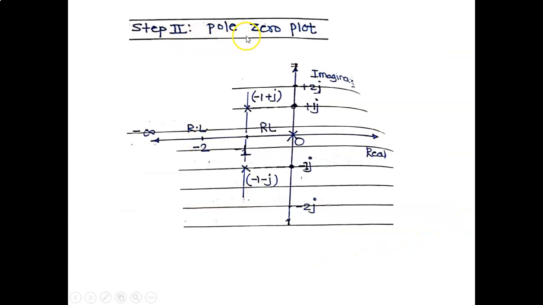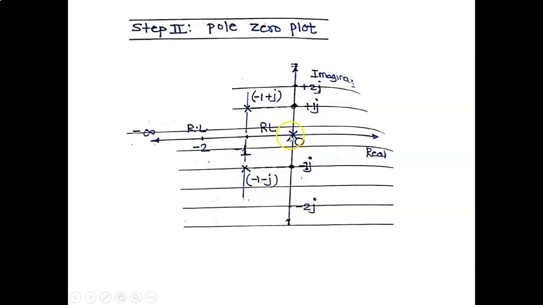Therefore, step 2, plot the poles and we have to find out root locus region and no root locus region. First of all, s is equal to 0. This is the first pole. Second pole is minus 1 plus j. J means 1j. Therefore, minus 1 plus j, this is the second pole. And minus 1 minus j, this is the third pole.